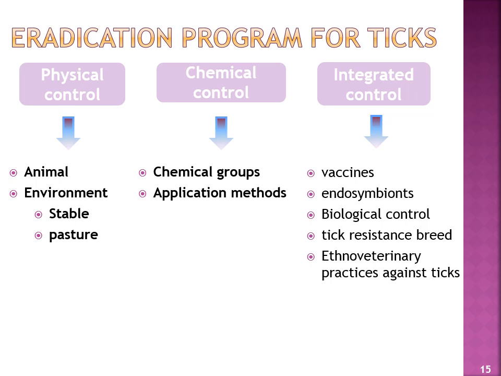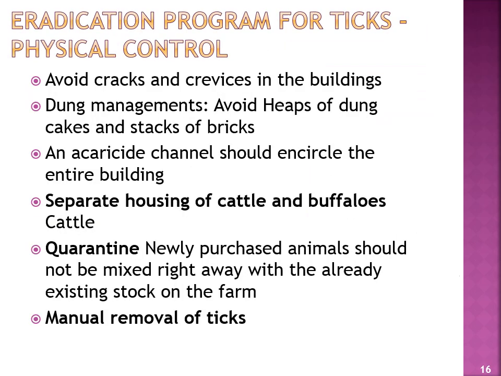For example, if we make the physical control in animal, first are the ordinary steps for biosecurity in each farm, including avoiding cracks and crevices in the building, managing fecal matter and waste of the animal, avoiding manure heaps, making separate housing of different species, and making an ectoparasite channel encircling the entire building. What is the ectoparasite?